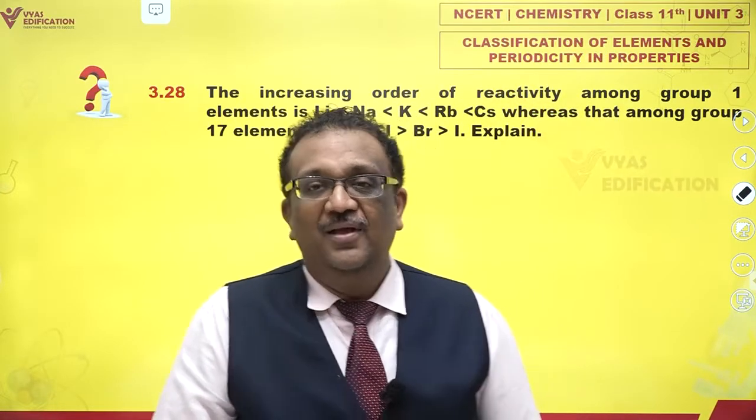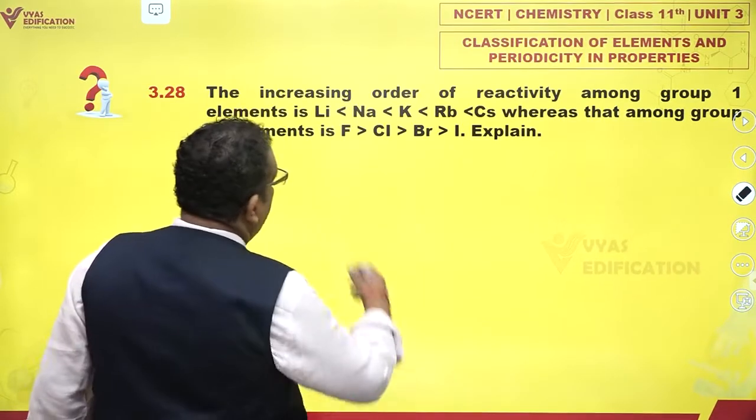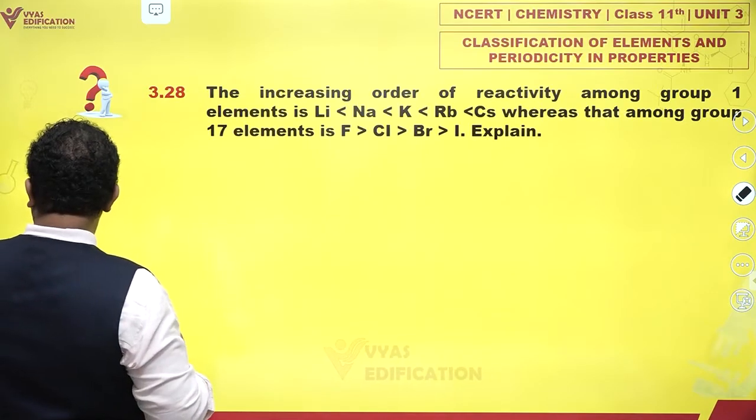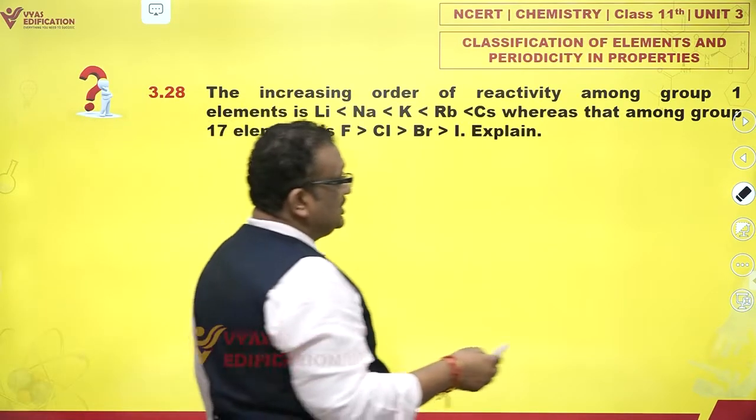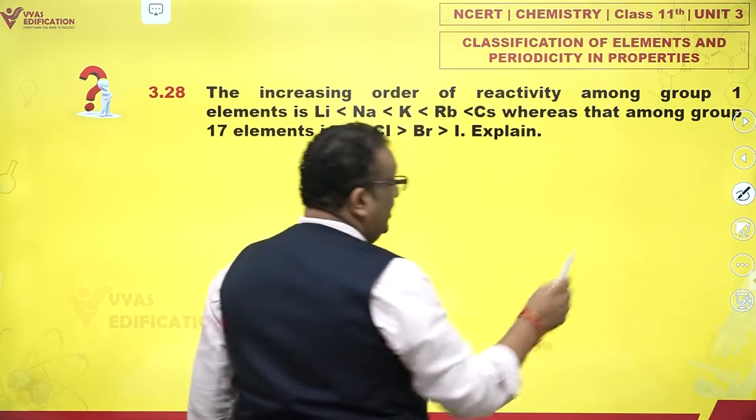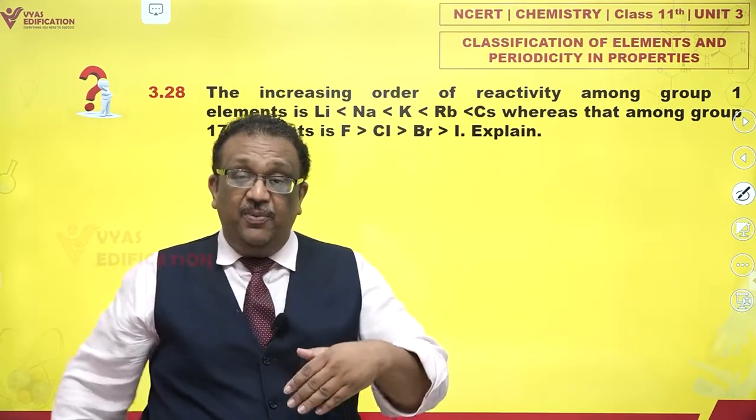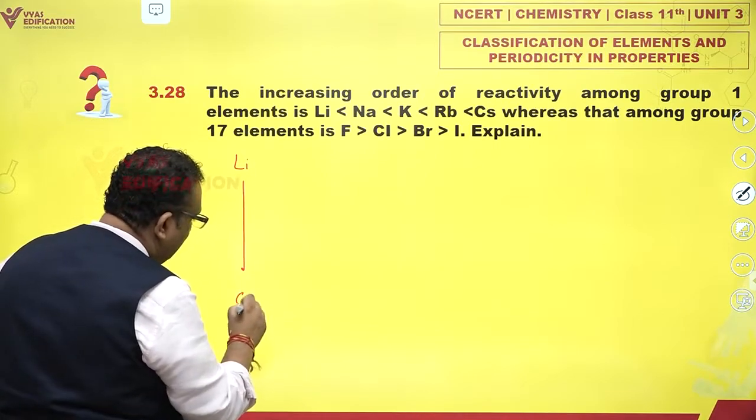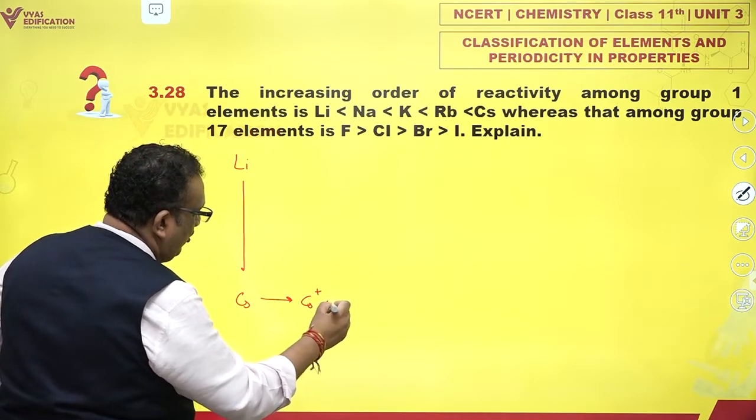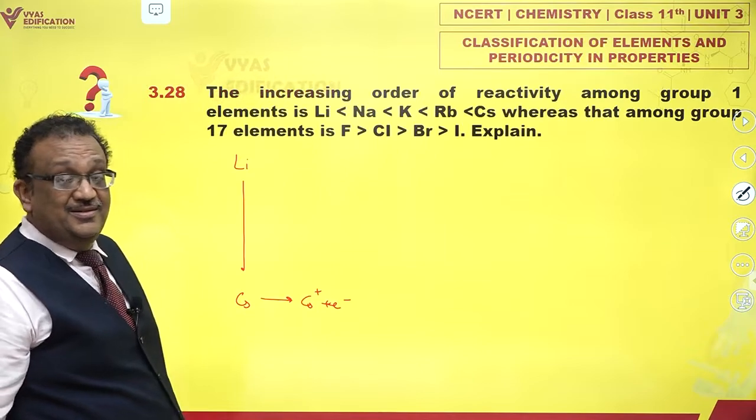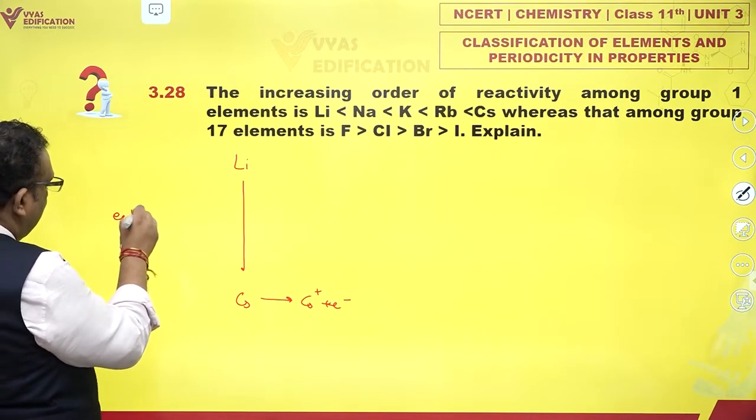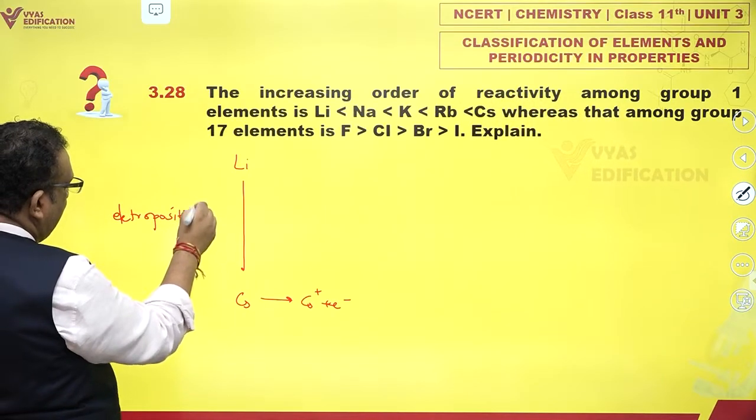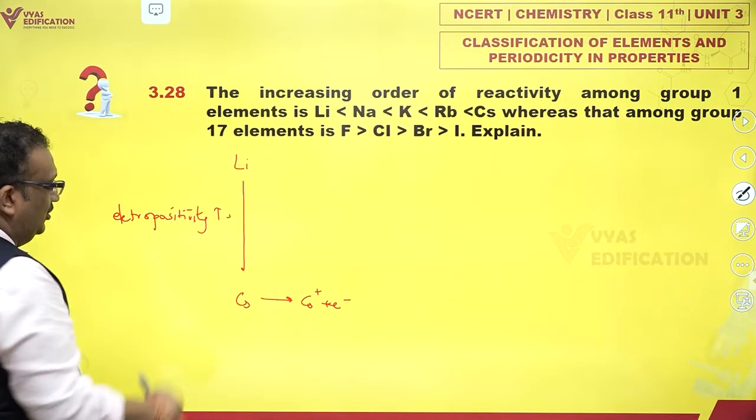Why? It's very simple. If you look at metals, when we are moving down the group from lithium, sodium, potassium, rubidium, cesium, you discover that on moving down the group, metals typically react by losing electrons. So, lithium to cesium, the tendency to lose electrons increases. So, electropositivity increases down the group.